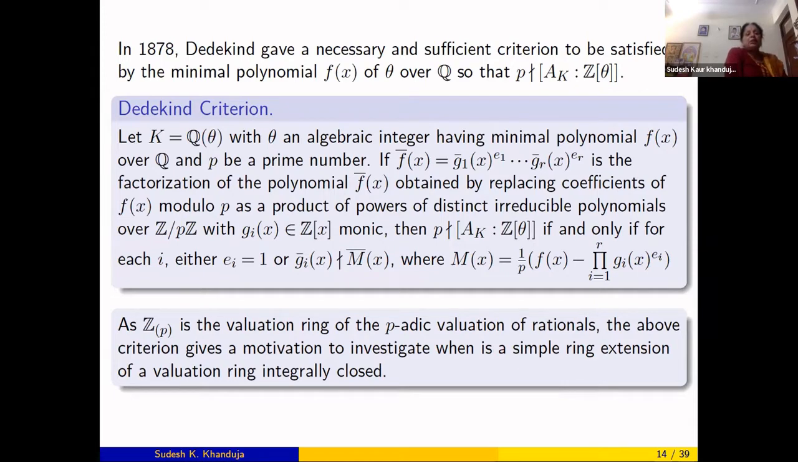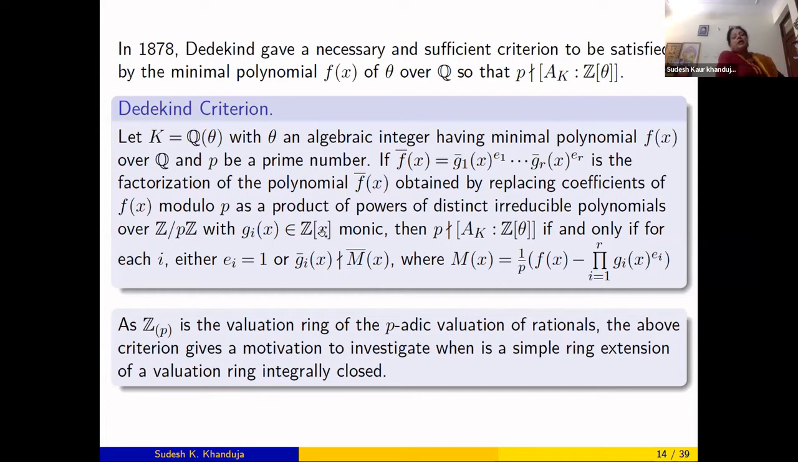Let K equal to Q(theta), with theta an algebraic integer having minimal polynomial f(x) over Q, and p be a prime number. Let f bar(x) equal to g1 bar(x) to the power e1, and so on, gr bar(x) to the power er, be the factorization of the polynomial f bar(x) into a product of powers of distinct irreducible polynomials over Z mod pZ. Here f bar(x) is the polynomial obtained by replacing each coefficient of f(x) mod p, with gi(x) belonging to Z[x] monic.